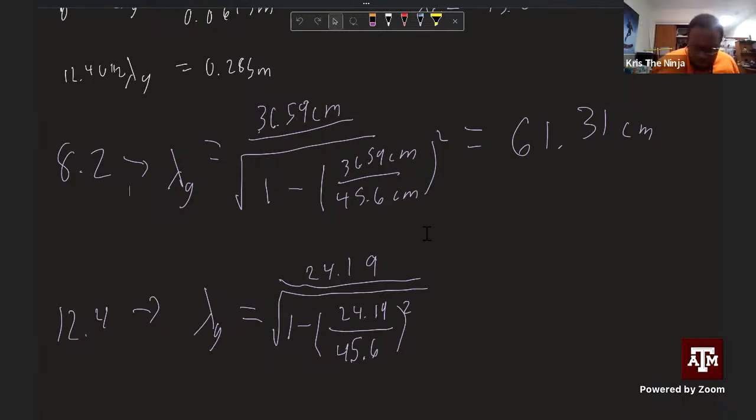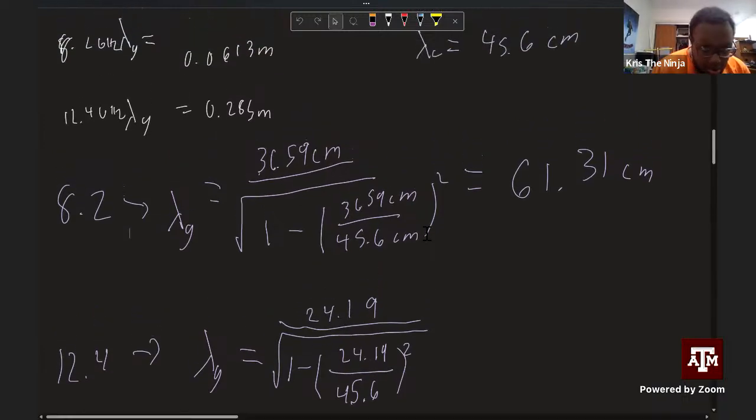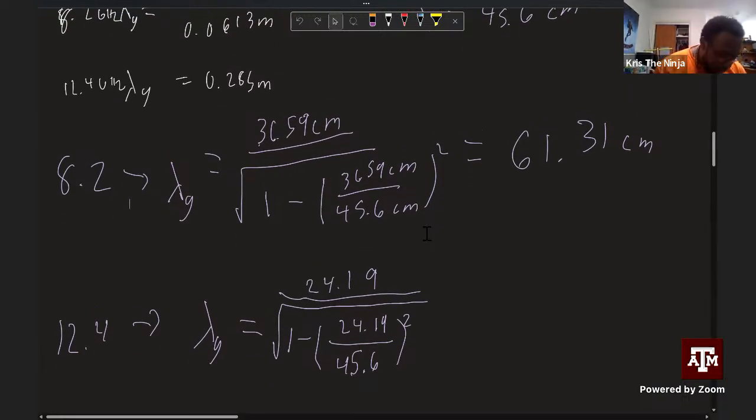Okay. I think I should have 28 centimeters. And yeah, that's exactly what we got.